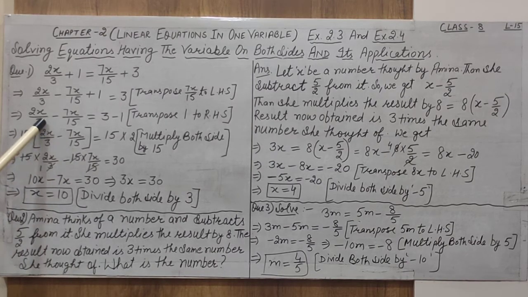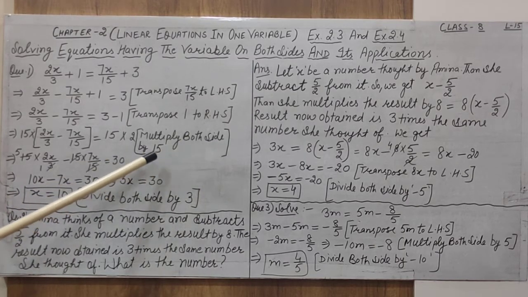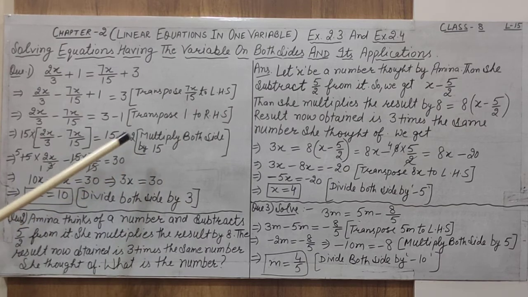Now to remove these two denominators, the greater one is 15. So we have to multiply both sides by 15. Only then can we remove 15 and 3 both from the denominator. So the next process is to multiply both sides by 15.